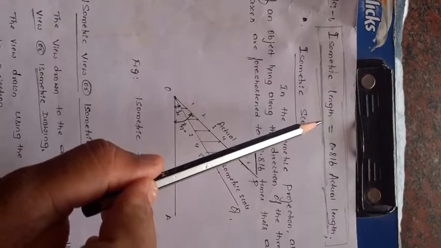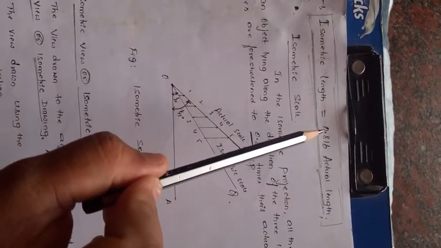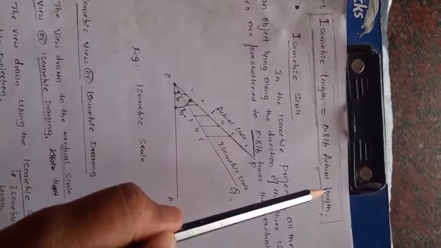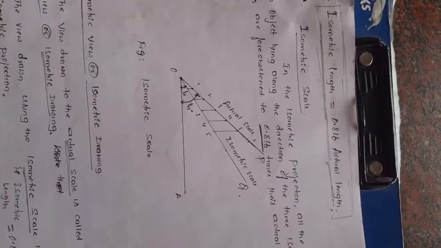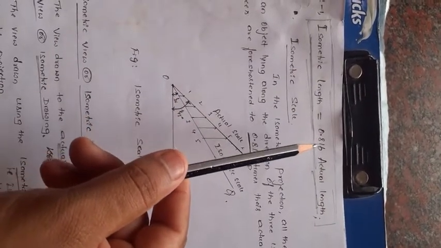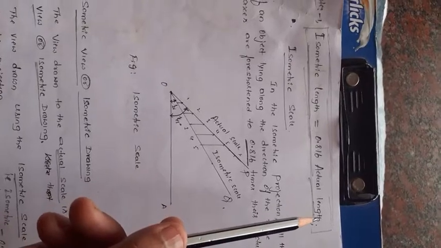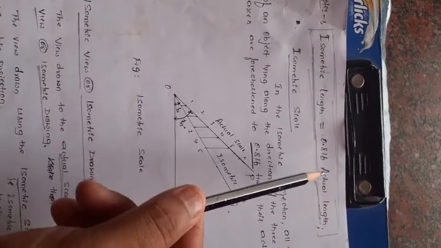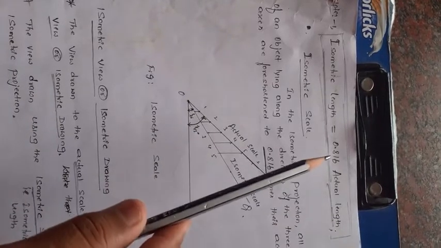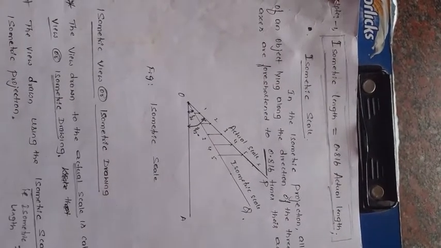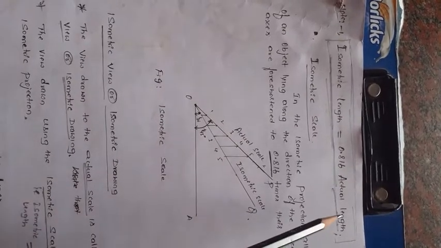The isometric length is equal to 0.816 times the actual length, right? How do we get 0.816 here? If you take the sine of 35.264 degrees, you'll get 0.816. Yes. So the isometric length is equal to 0.816 times the actual length.